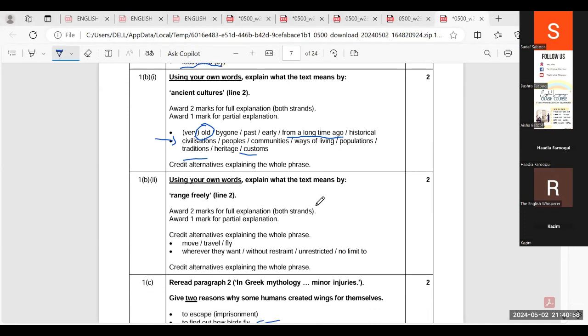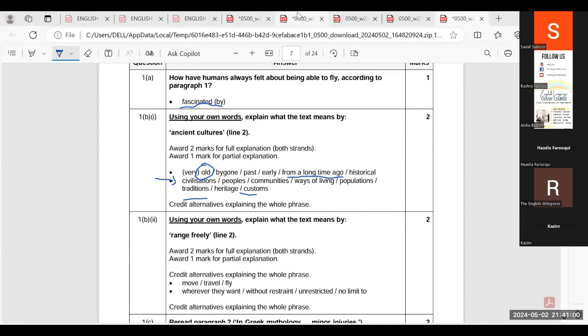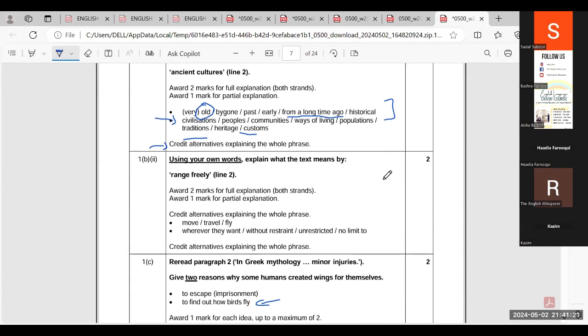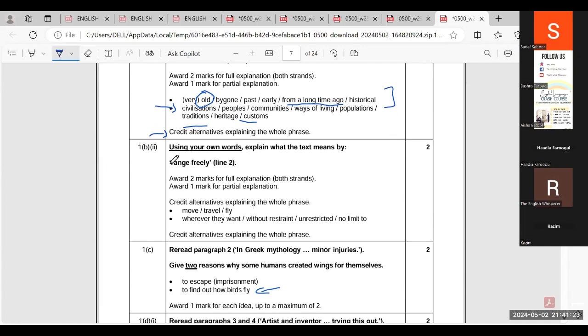It also says, Miss Bushra, they'll give you credit for explaining the whole phrase. If the words are not here, but they mean the same, there are so many other synonyms of old that can be put in here, right? So if it's not listed, but it's correct, you will be given the mark. The same way, range and freely.